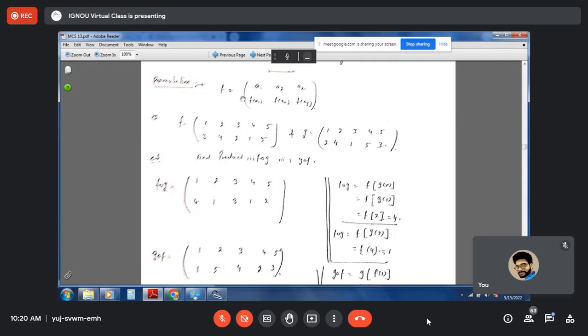These are the permutations of a function. If we write the function in this form, a1, a2, a3 are the objects, and in the second row we write their images under the rule f: f of a1, f of a2, f of a3. It is called a permutation of a function.